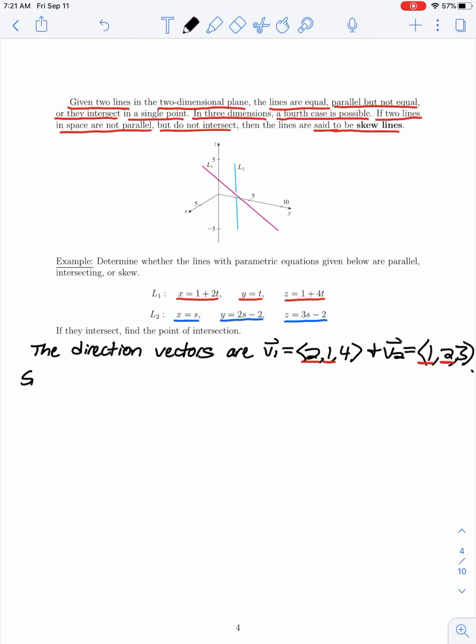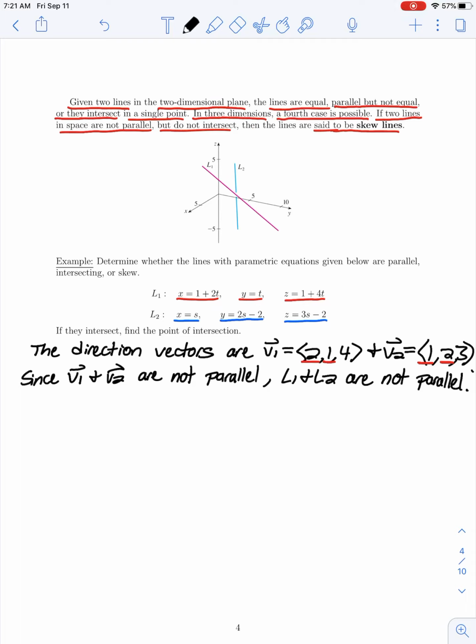So I'll say here, since v1 and v2 are not parallel, that means that the lines L1 and L2 are not parallel. So we've ruled out the case that they are parallel. So they are either intersecting or skew.